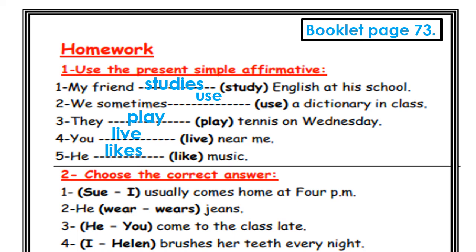Exercise number 2, choose the correct answer. So or I usually comes home at 4 p.m. The right answer will be so. Number 2, he wear or wears jeans. The right answer, wears. Number 3, he or you come to the class late. The answer will be you. Number 4, I or Helen brushes her teeth every night. The right answer will be Helen.